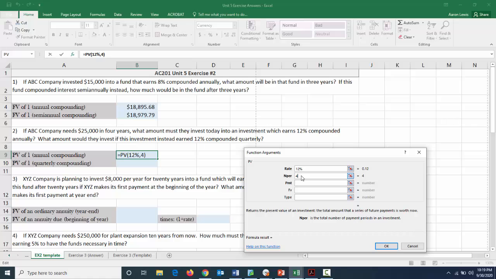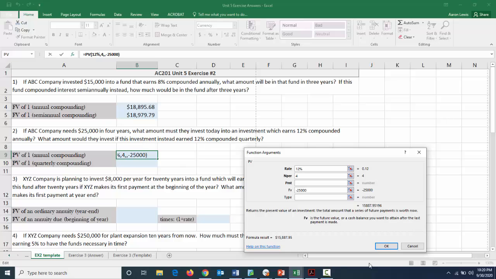Payment, again, we don't need. We're putting in one lump sum today, so that is what we're looking for. It's not an annuity. There's not a series of payments. What we do have right here is the future value that we need, though. We need to have $25,000.